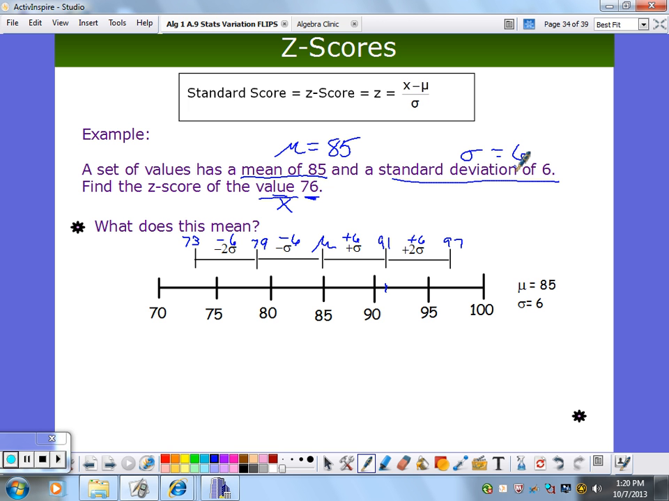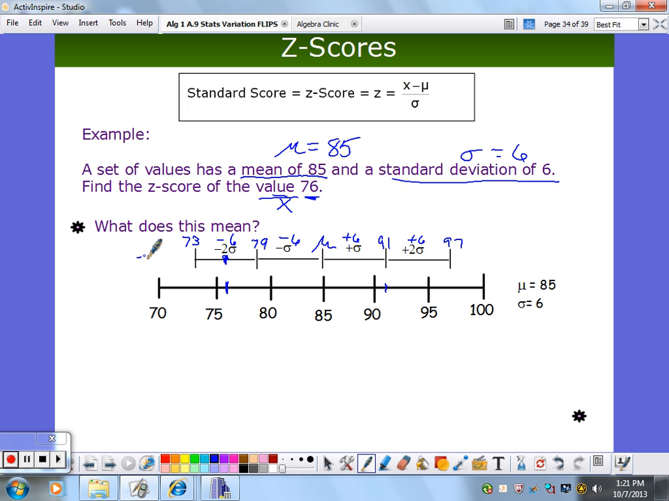Now let's look under this little picture. It's hard to see. 76 is somewhere over here. If I was to guess the z-score of 76, how many standard deviations is it? Is it going to be above or below the mean? It's going to be negative, approximately. What do you think?